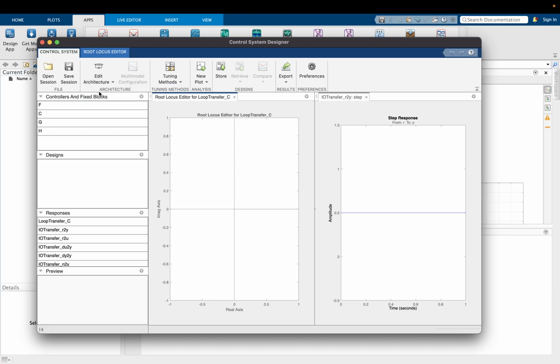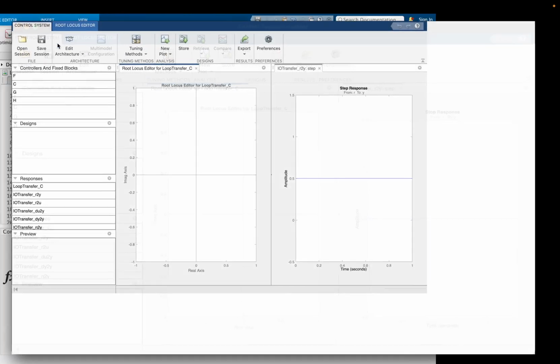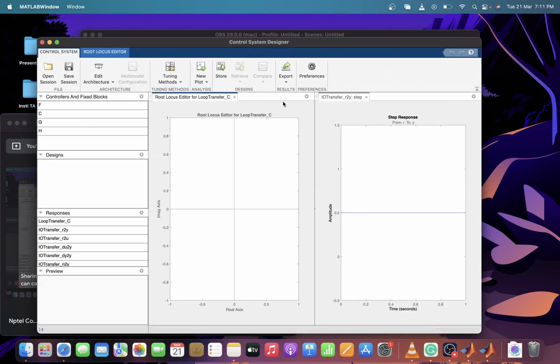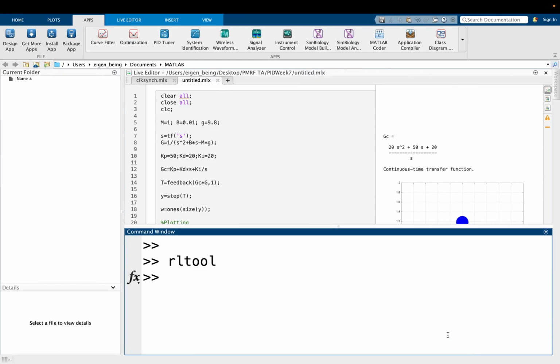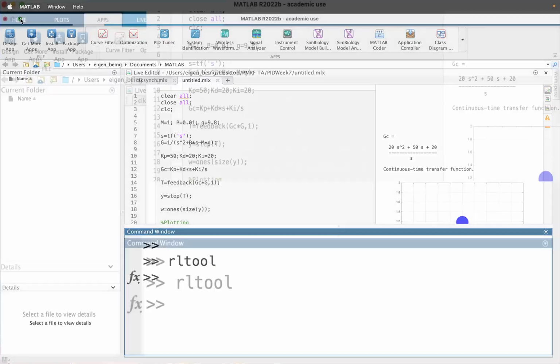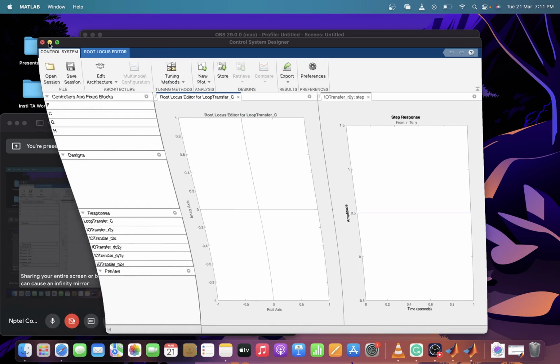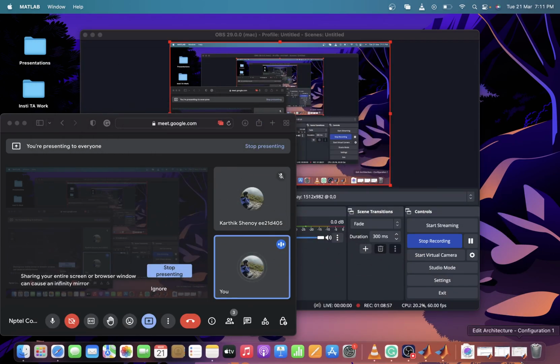Okay, so edit architecture. There are so many architectures in which you can design the model, the controller in feedback, control in the forward path, so many. So where, okay, I think it's already there. I think it's not being shown. Okay, one sec. Okay, it was already there.